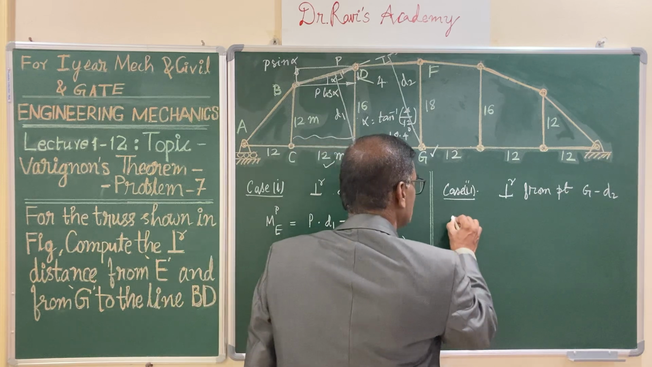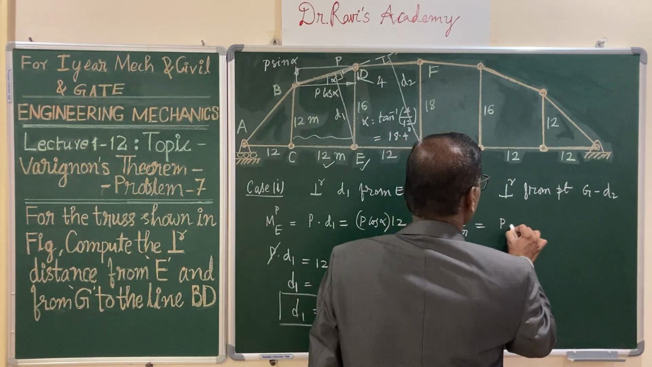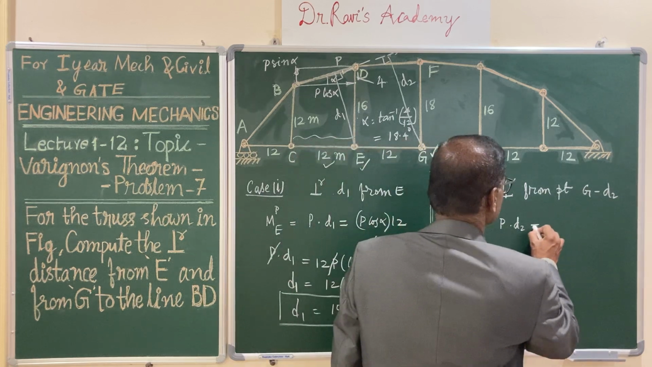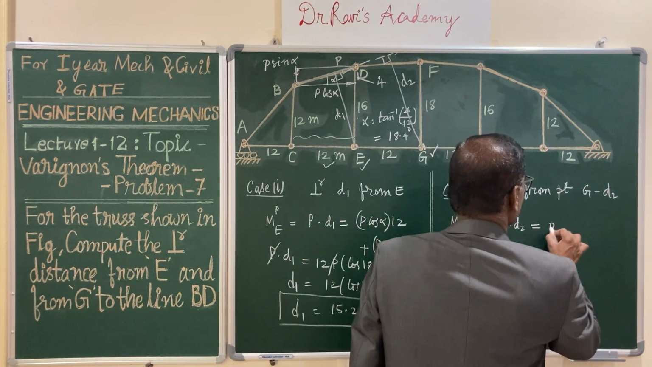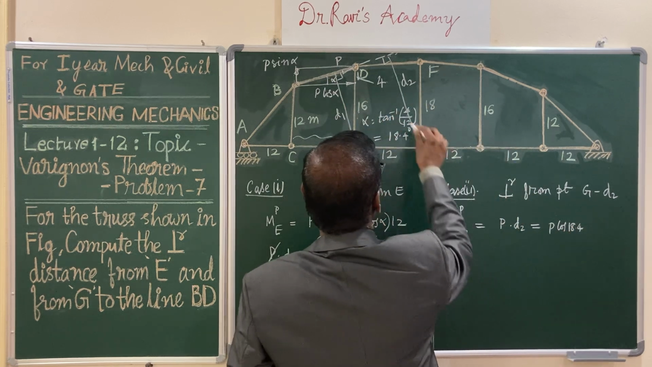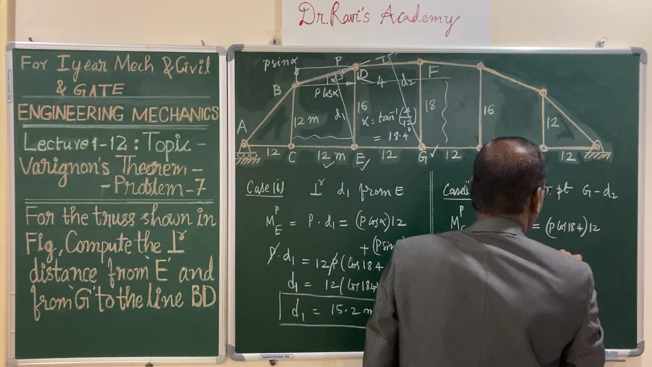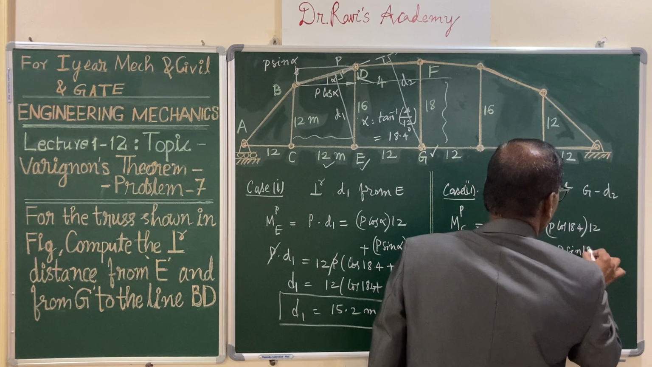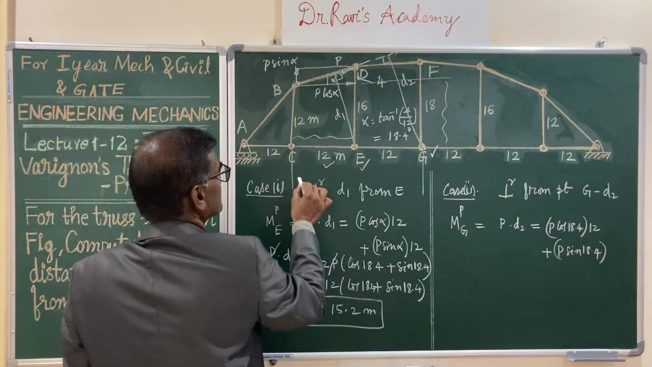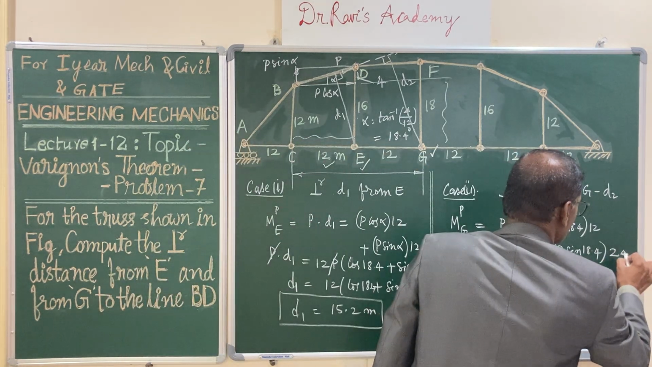Now the moment of force P about G is P multiplied by D2, where P is the resultant force and D2 is the perpendicular distance, equal to its components: P cos 18.4, the horizontal component, whose moment arm is this distance, nothing but 12 meters, plus P sin 18.4 into the moment arm. Observe carefully about this point. Here the component is here, this distance is 12 plus 12, that is 24. Your moment arm is 24.